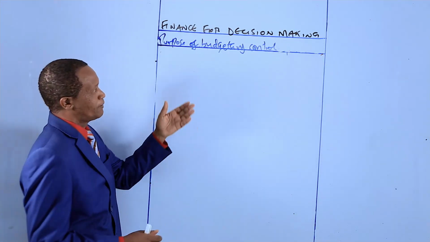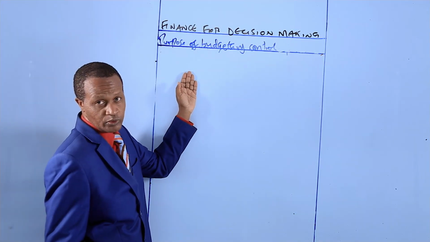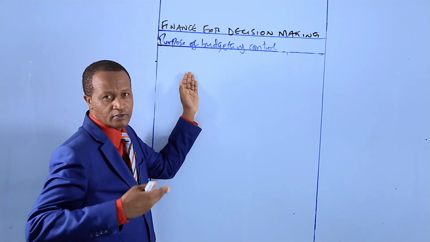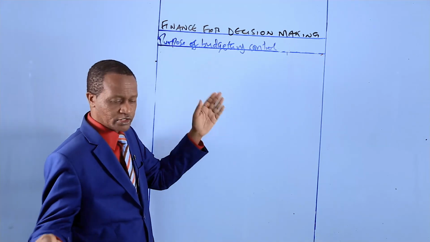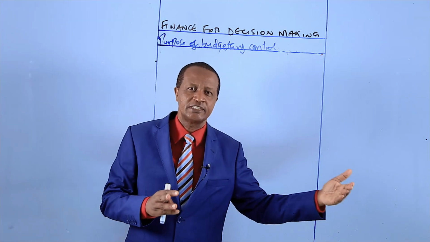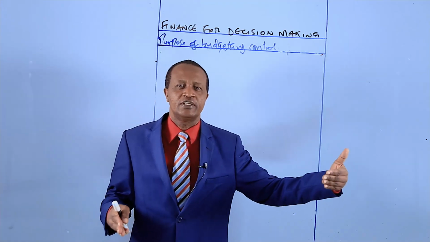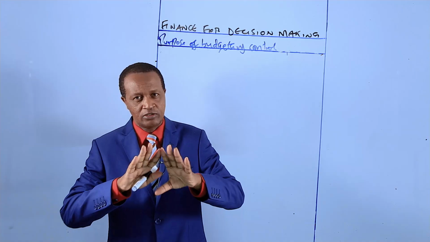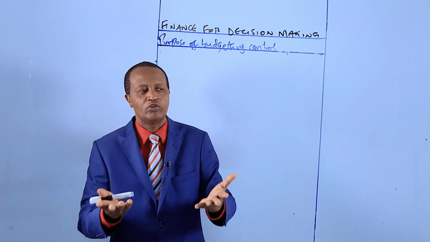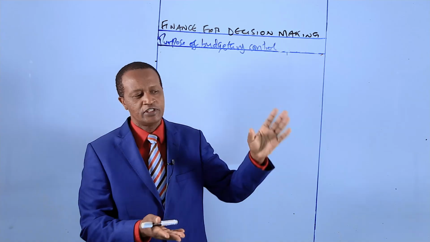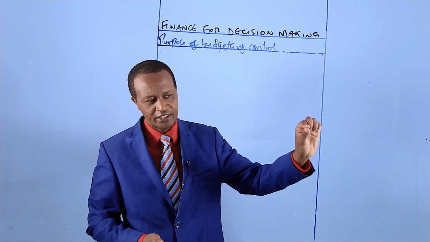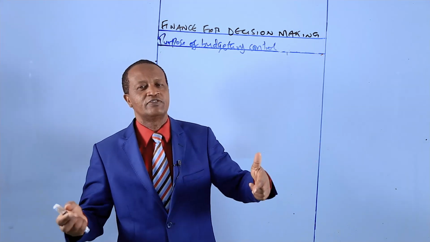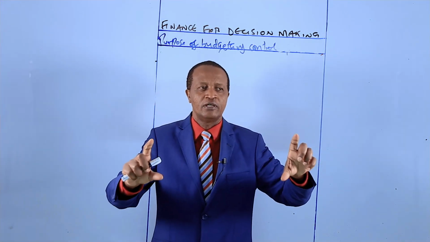We begin with the purpose of budgetary control, which is a system of management control that involves the preparation of budgets, the continuous comparison of actual performance against those budgets, and then taking corrective action to achieve the planned objectives. So that's the meaning of budgetary control. It involves preparing the budget, then comparing that budget with the actual performance, and if there is any variation, then corrective action is taken. That is the process of budgetary control.